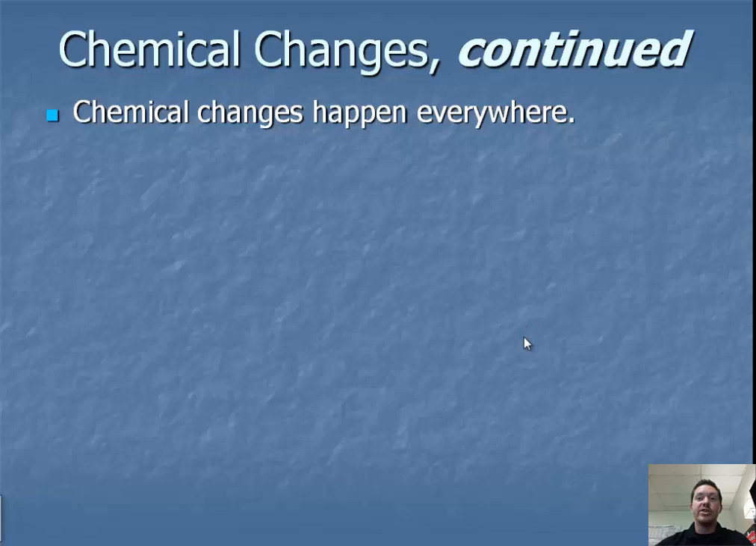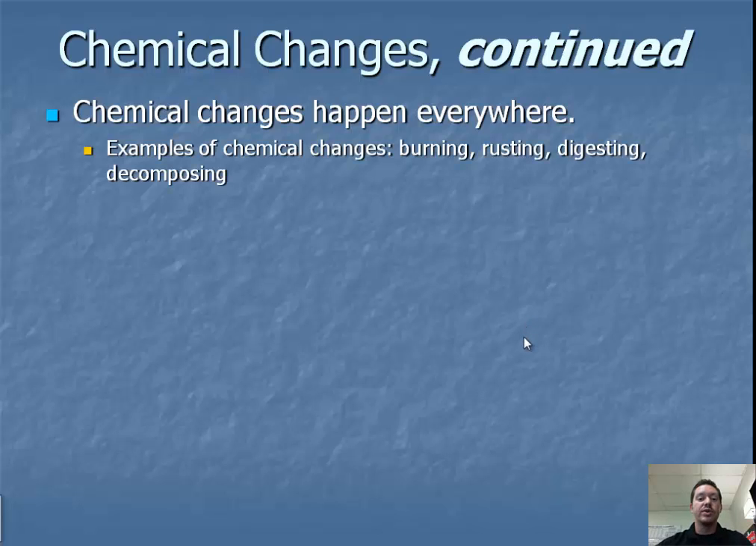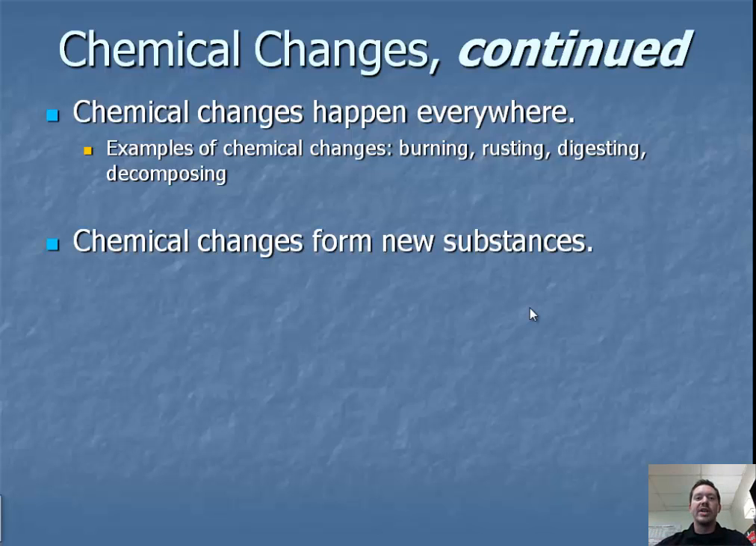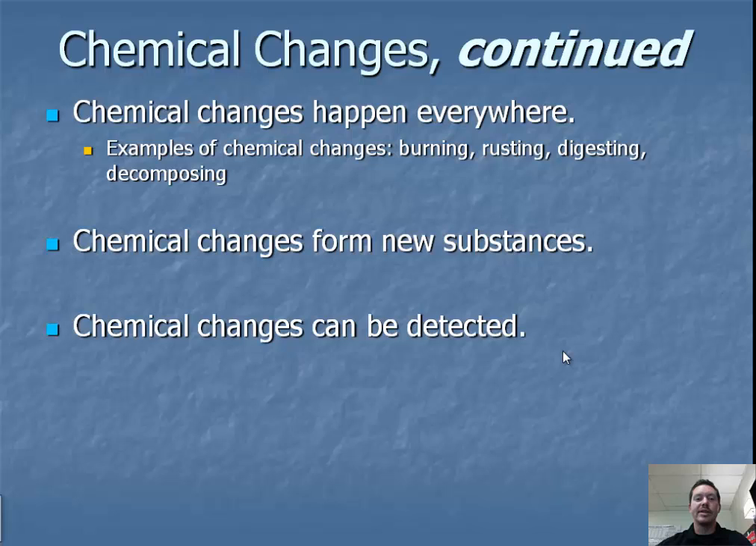So chemical changes do happen everywhere. Some other examples of chemical changes: burning a substance, when something rusts, it's a chemical change. When we digest our food, it's changing from what we knew it as food. And then decomposing. When plant material breaks down over time, that's decomposing. And we get new substances that come about because of those things.